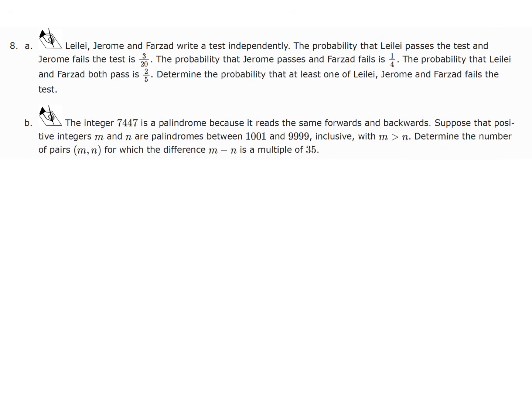Cayley, Jerome, and Farzad write a test independently. The probability that Cayley passes the test and Jerome fails is 3 over 20. The probability that Jerome passes and Farzad fails is 1 over 4. The probability that Cayley and Farzad both pass is 2 over 5. Determine the probability that at least one of Cayley, Jerome, and Farzad fails the test.